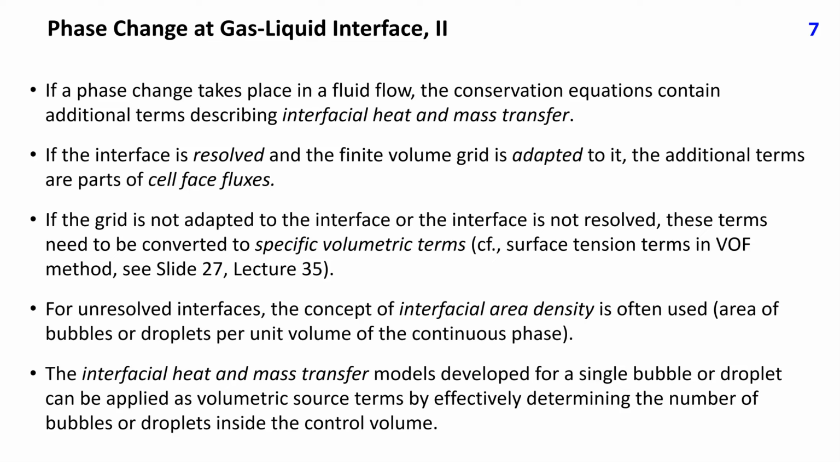For unresolved interfaces, the concept of interfacial area density is often used, representing the area of bubbles or droplets per unit volume of the continuous phase. The interfacial heat and mass transfer models are usually developed for a single bubble or droplet and then applied as volumetric source terms by multiplying them with the effective number of bubbles or droplets inside the control volume.